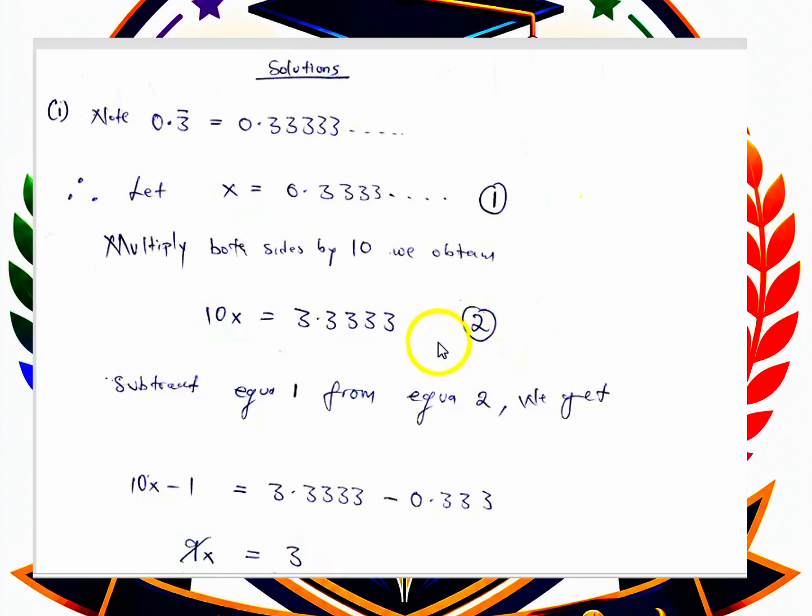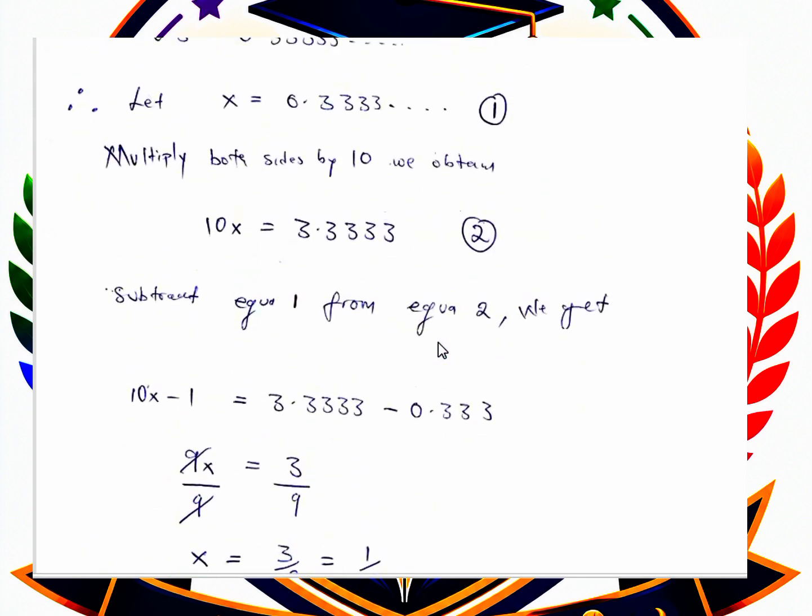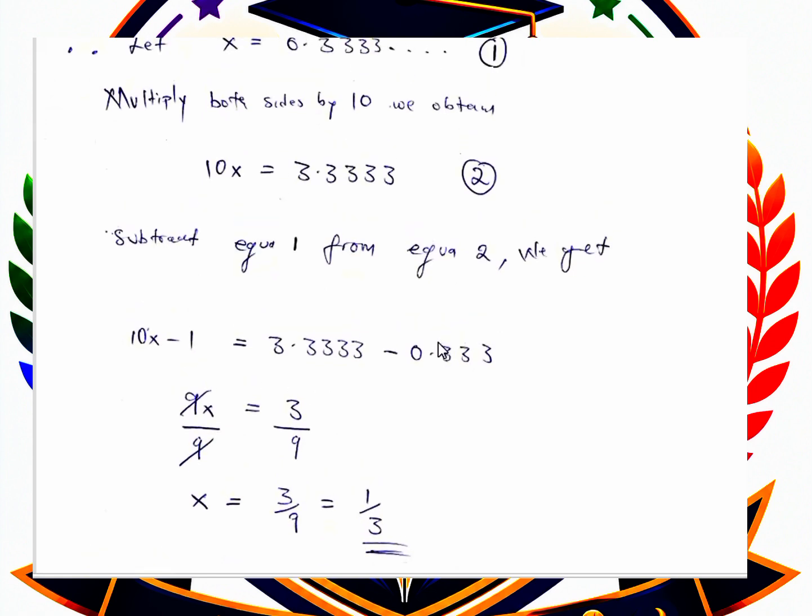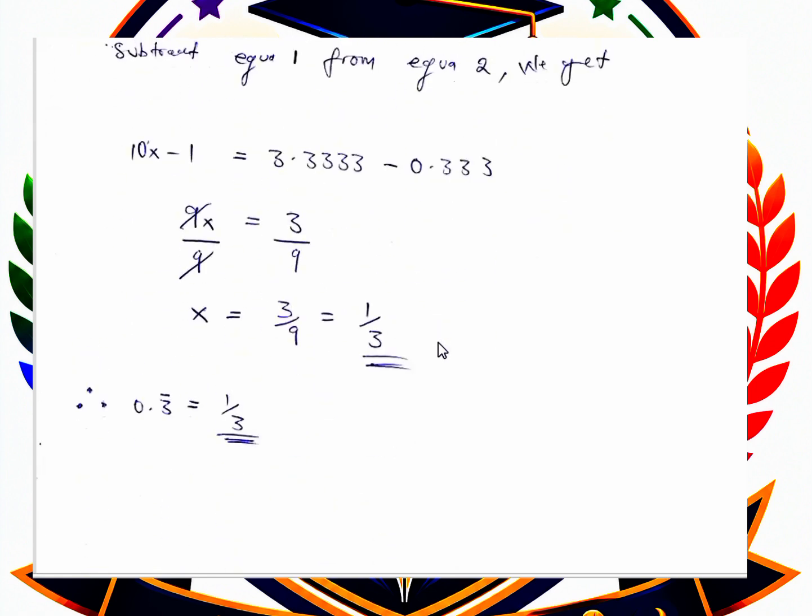So the question is saying we express the decimals in the form of a over b, or as a fraction. Now we have 9x equal to 3, then we divide both sides by 9 and get 3 over 9, which we can simplify further to 1 over 3. You conclude that therefore 0.3 with a bar is equivalent to 1 over 3. You can try this using a calculator and it will give you exactly the same thing.